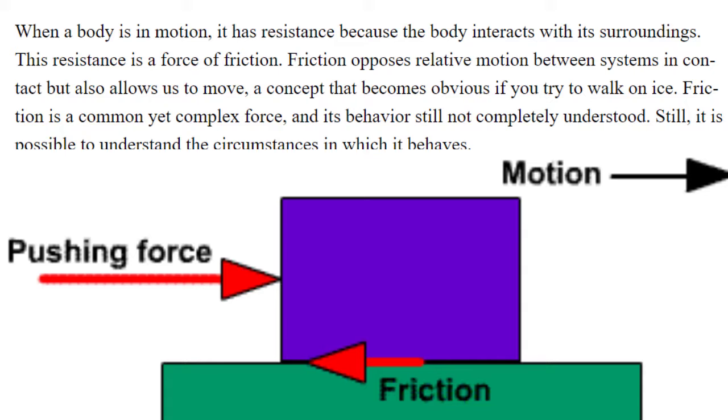Friction opposes relative motion between systems in contact but also allows us to move, a concept that becomes obvious if you try to walk on ice. Friction is a common yet complex force, and its behavior is still not completely understood. Still, it is possible to understand the circumstances in which it behaves.